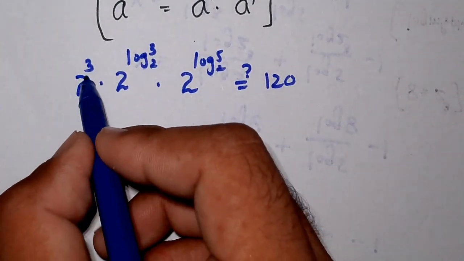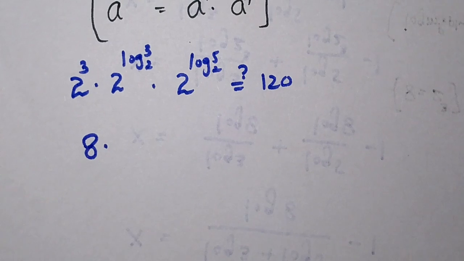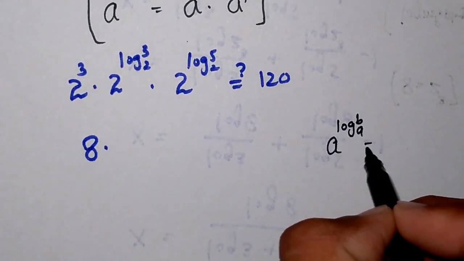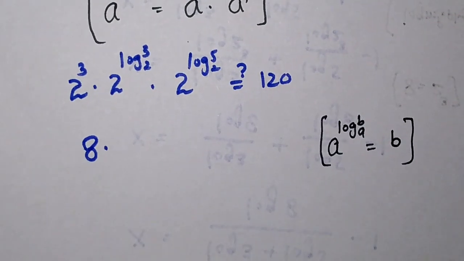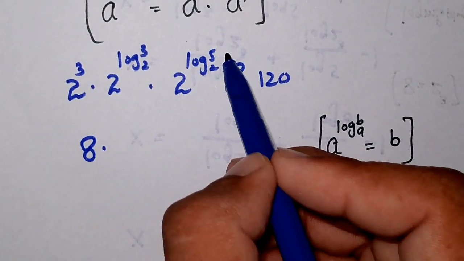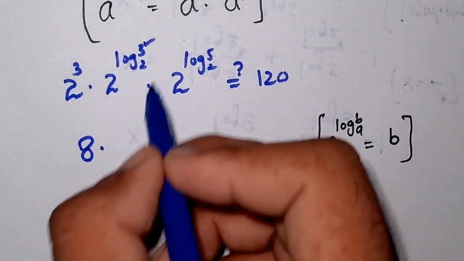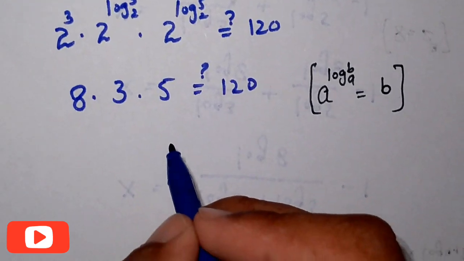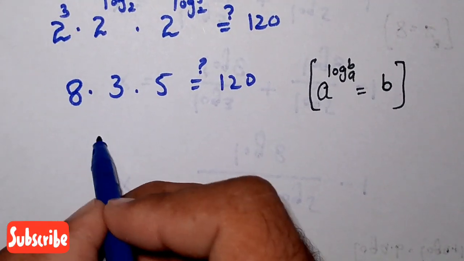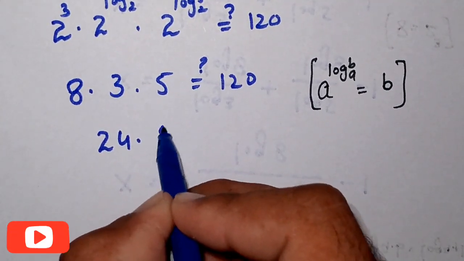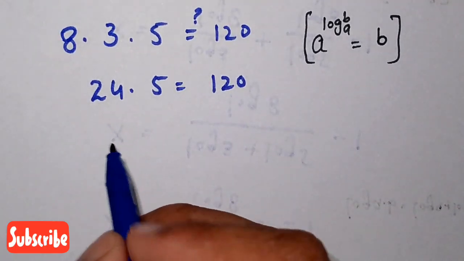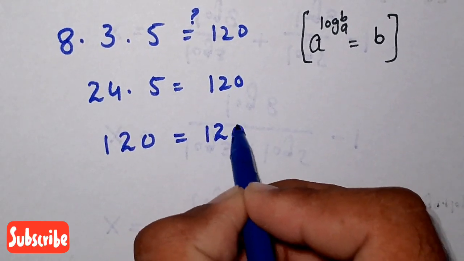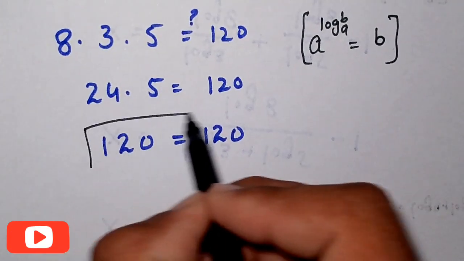Now in the next step to solve this interesting question, we know that 2 to the power of 3 is equal to 8 times, and again here we know that a to the power of log of b of base a is equal to b. So applying this condition, here b is equal to 3 and here b is equal to 5. This is equal to 120 in the next step. Here 8 times 3 is equal to 24, times 5 is equal to 120, and at the last 24 times 5 is equal to 120. So this shows that the left hand side and the right hand side are equal.